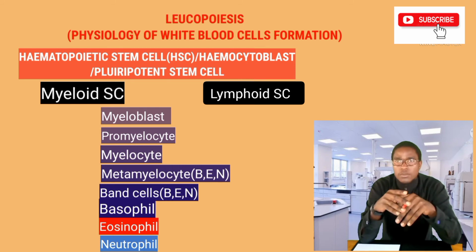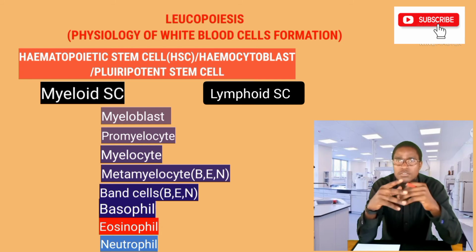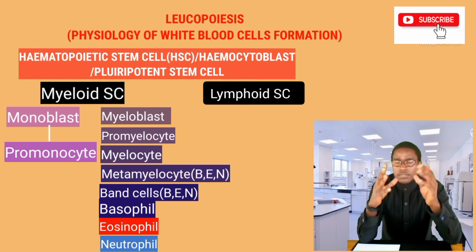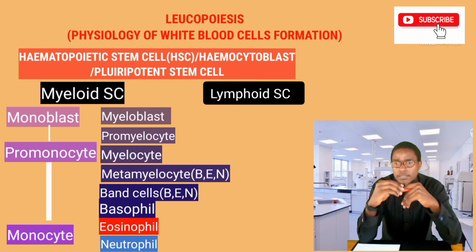Let's now quickly see how the myeloid stem cell will give us a monocyte. In the presence of the granulocytic colony stimulating factor and other interleukins, the myeloid stem cell will be instructed to differentiate into a monoblast. This monoblast is the immature form of the monocyte. So the monoblast will eventually develop into a monocyte, which is an agranulocyte cell.